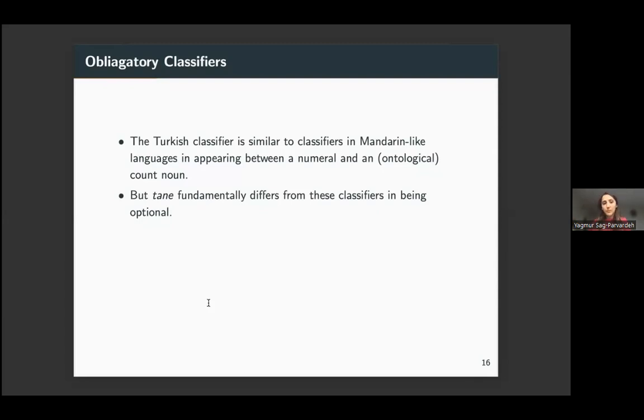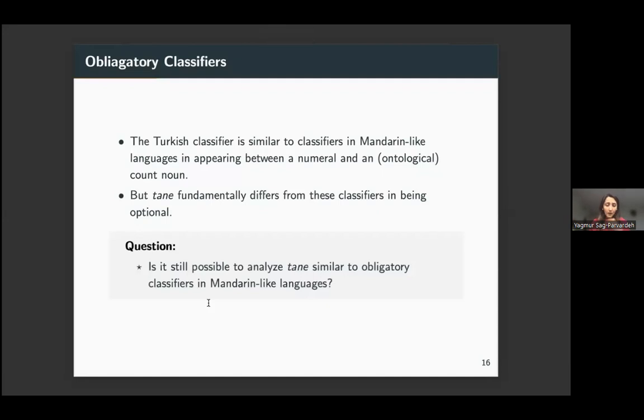So let's see how we can use that. The question that I would like to formalize here is: is it possible for us to analyze tane as the same category as Mandarin type classifiers, like something that makes counting possible with an otherwise deficient noun?